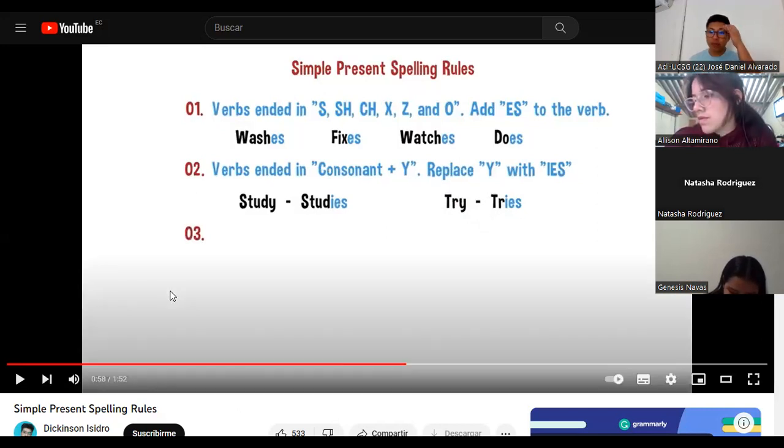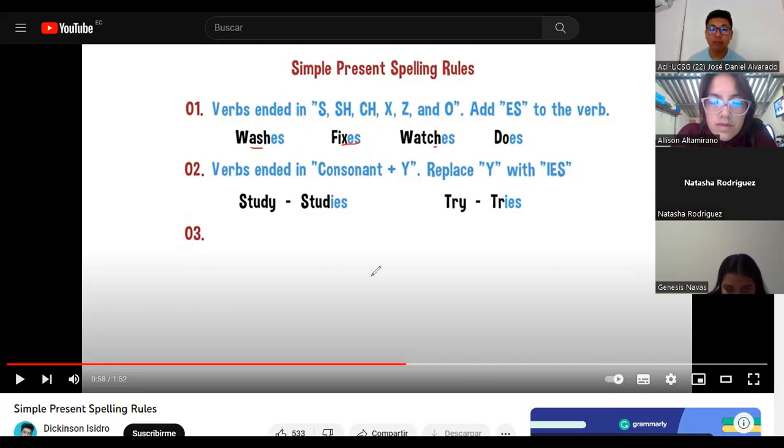Okay, guys, so the first rule, if we have a verb that finishes in one of these letters, si tenemos un verbo que termina en S, SH, CH, X, Z o con la letra O, tenemos que agregarle ES. Okay, for example, wash becomes washes, fix becomes fixes, watch becomes watches, and do becomes does. Okay, and remember that after these letters, we have to pronounce the E. We say washes, fixes, watches, etc.